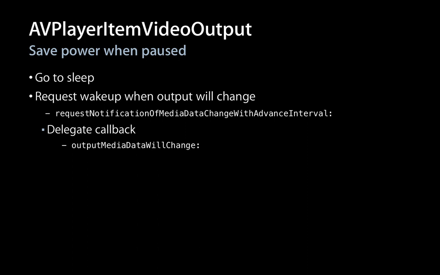And to help you start up again, you can ask the AV Player item video output to give you a callback when it anticipates more images will come down from the decode. You can ask it to request notification of media data change with an advance interval. And the advance interval that you provide here is the amount of time that you require to restart your processing operations, to recreate objects, to recreate buffers. If you make this request of an AV Player item video output, your delegate will be messaged, output media data will change.